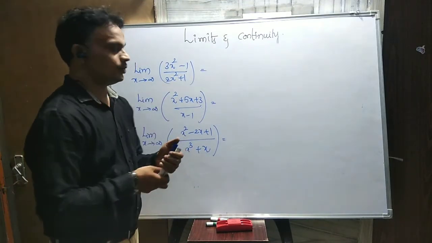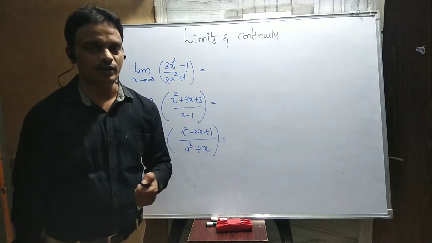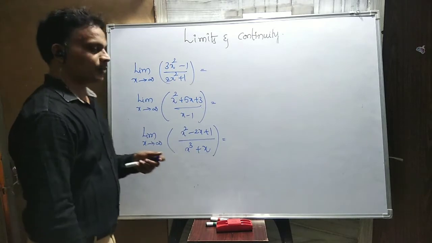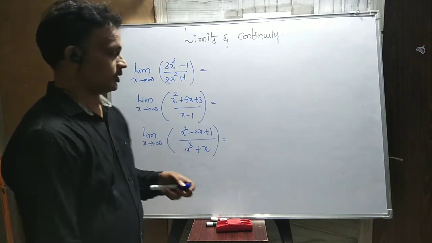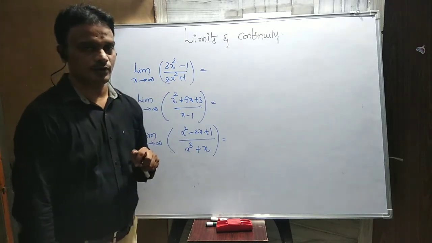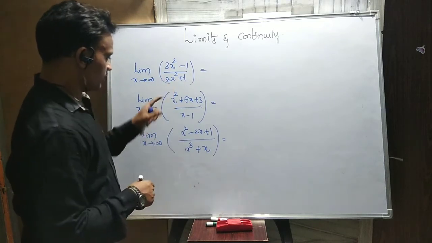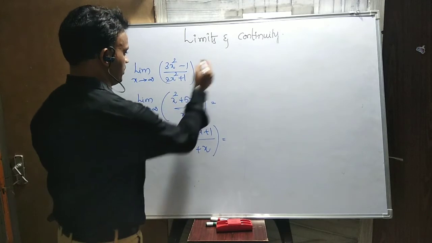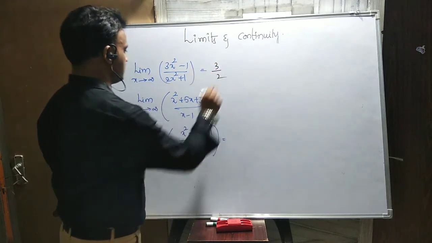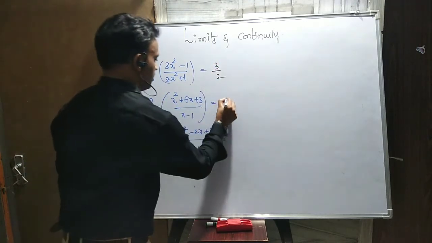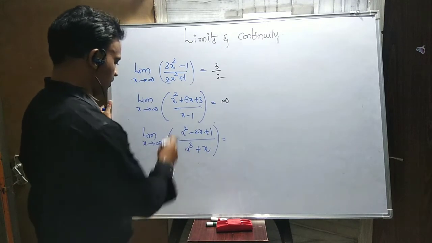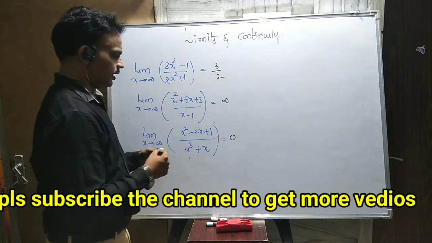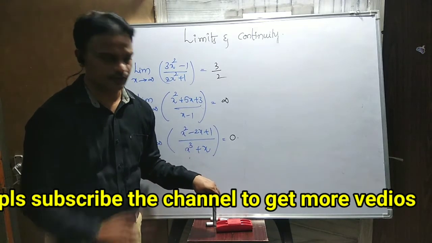Today I came to you to explain limits and continuity, particularly the infinite limit. Let us see these problems. Here, these problems I am going to get within 1 minute. Within seconds, this value is 3 by 2, this value is infinity, and this value is 0. Let us see how it is.